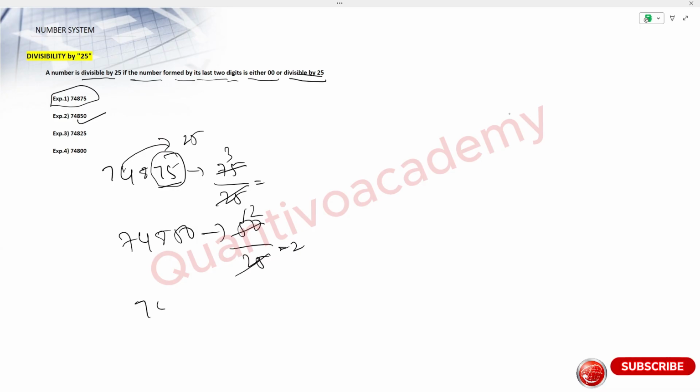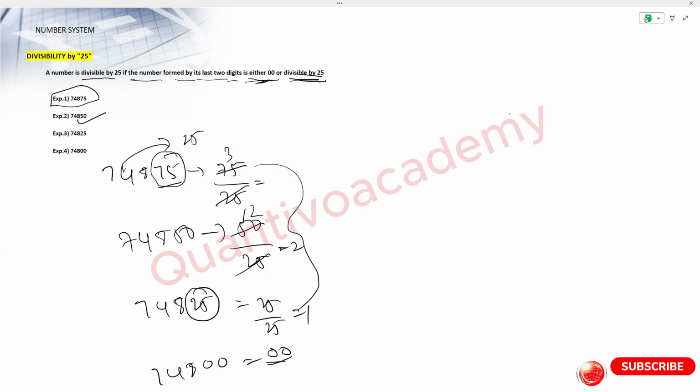So we can say that this question is also perfectly divisible by 25. The next question we have is 74825. We look at the last two digits, 25 divided by 25 equals 1. Then this number is also perfectly divisible by 25. The next one we look at is 74800, which means 00. As I said, the last two digits are either 00 or perfectly divisible by 25. We can say these three are perfectly divisible by 25, and the last two digits in this one are 00, which means the rule of divisibility by 25 is perfectly satisfied here.